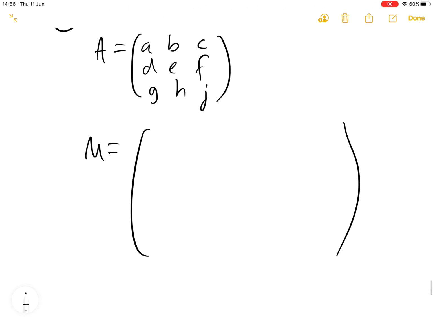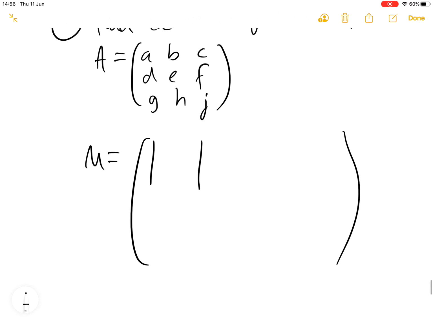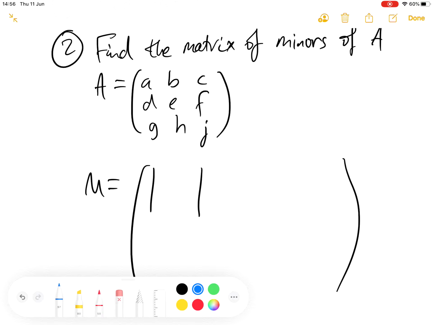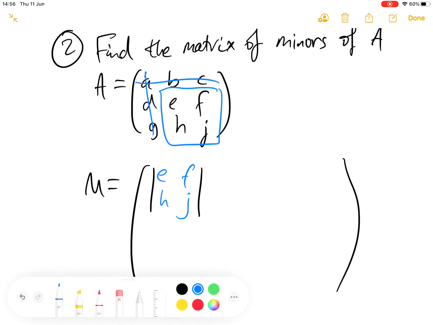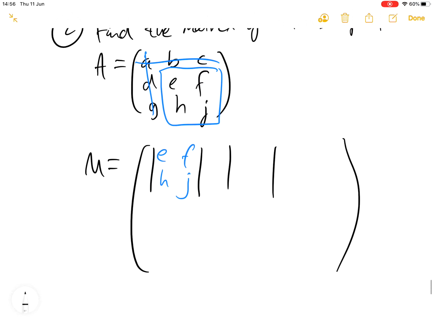is a 3 by 3 matrix. The first entry, the minor of A, is the determinant of the 2 by 2 submatrix we get when we cross out the row and column containing A. So that's the first minor, the minor corresponding to A. The minor corresponding to B is the determinant of AC, DF, GJ. The minor corresponding to C is the determinant DEGH.